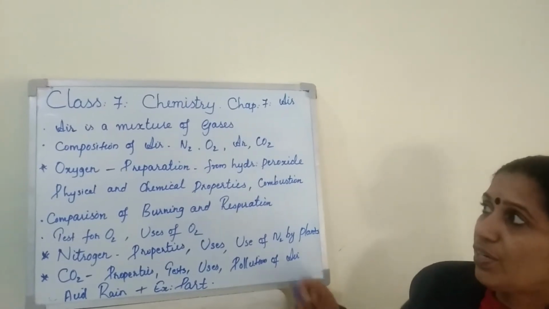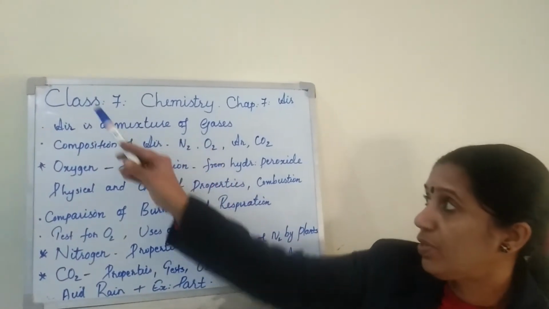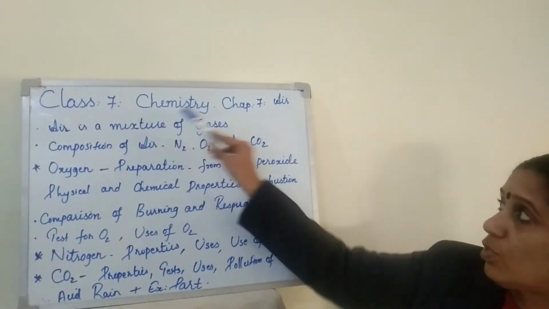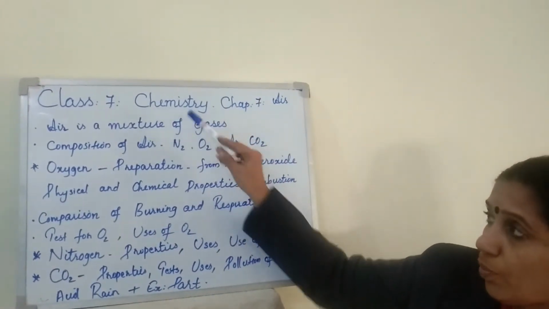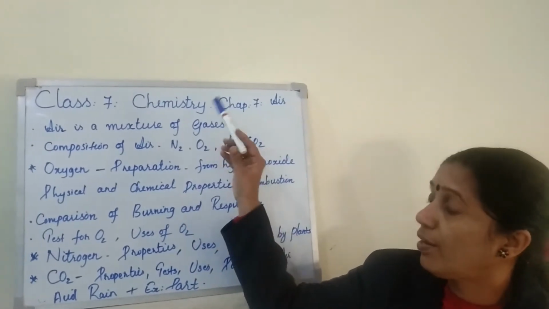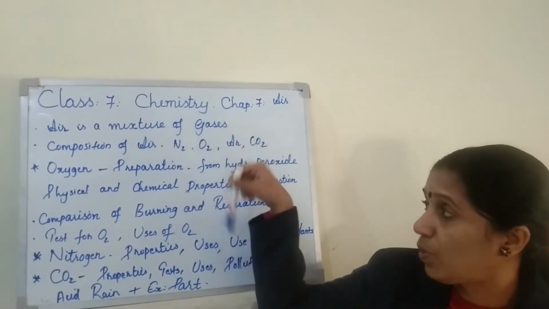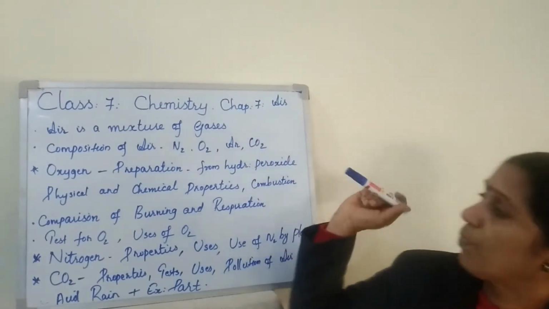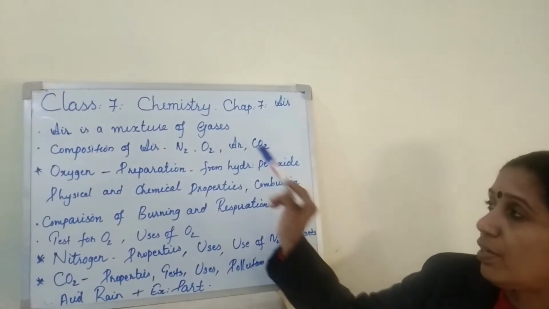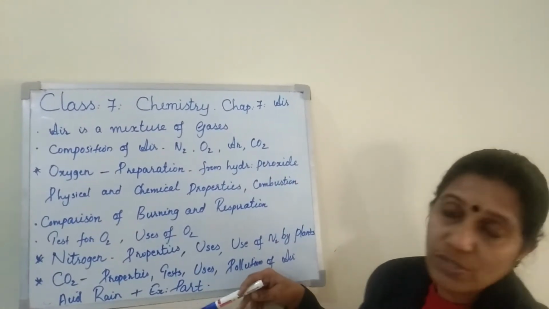Everyone. Today we are going to discuss chemistry chapter 7, Air. This is the last chapter of this book, and we know that the name of the chapter is air. In this video I am going to include, or you are going to revise, the main topics of this chapter and the exercise part of this chapter.